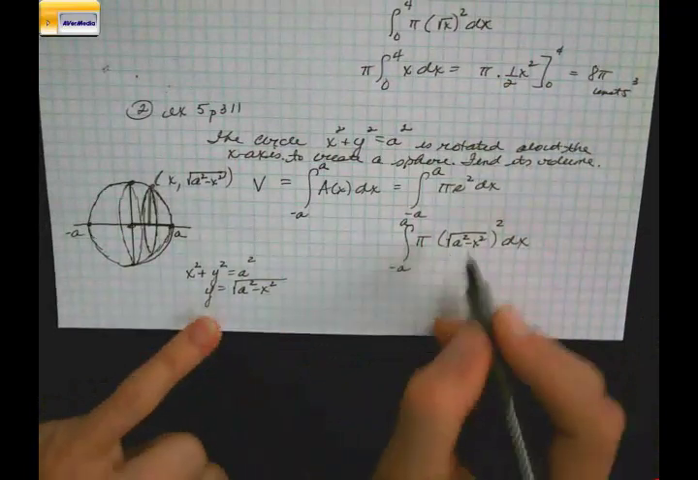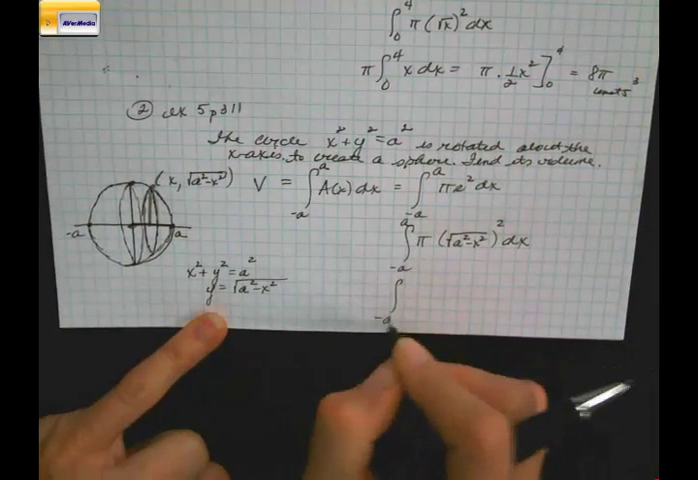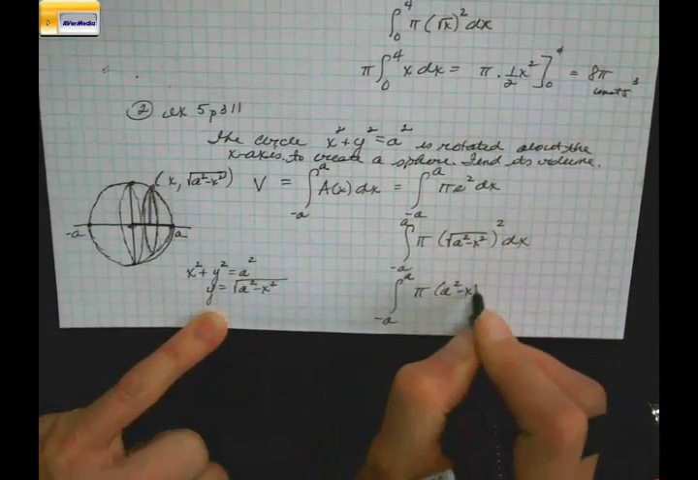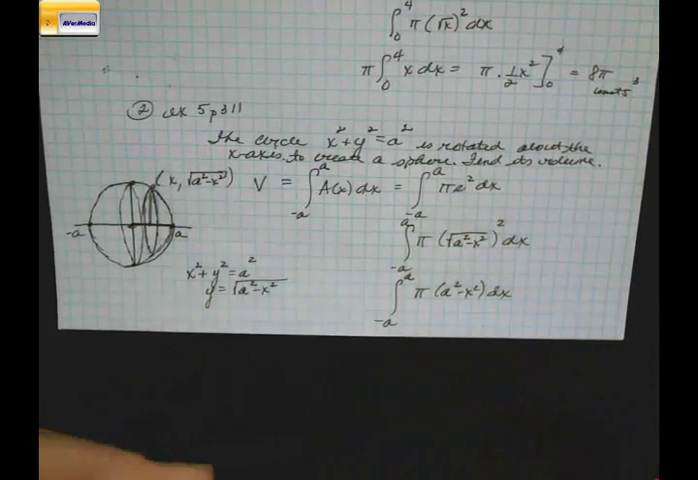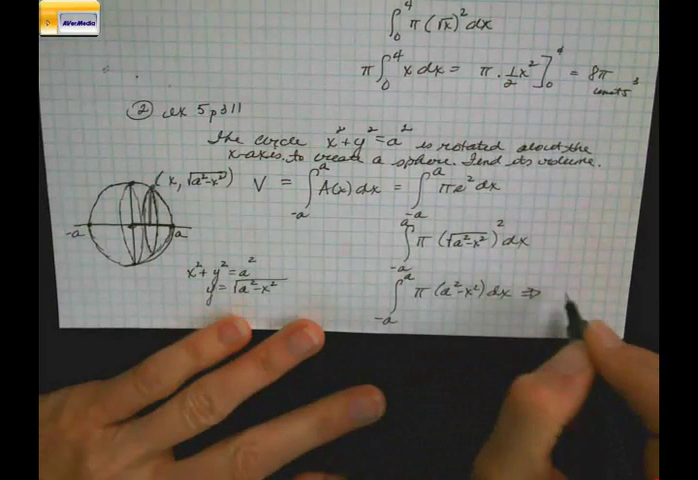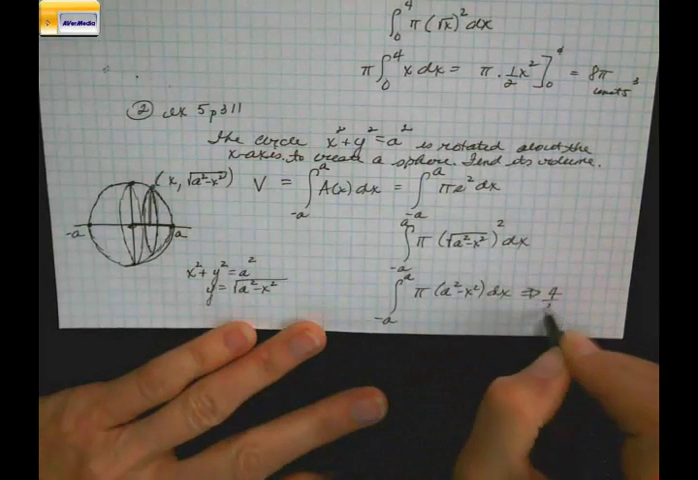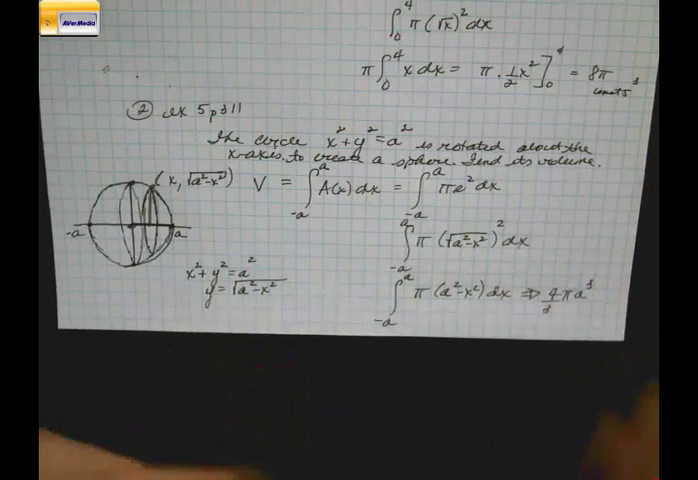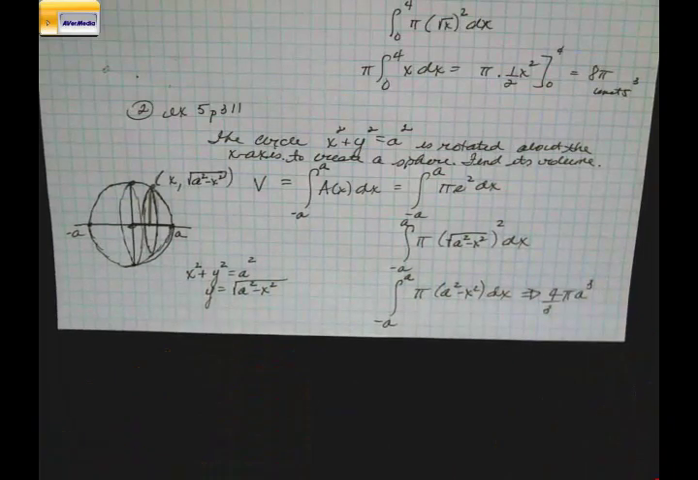So if you take a square root and square it, that's just going to be the integral from negative a to a of pi times a squared minus x squared dx. And when you integrate this, and I'm not going to take the time to do it, it's going to become 4/3 pi a cubed. And isn't that the volume of a sphere, where instead of a we usually put r?